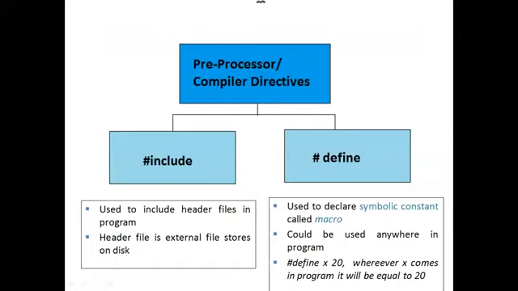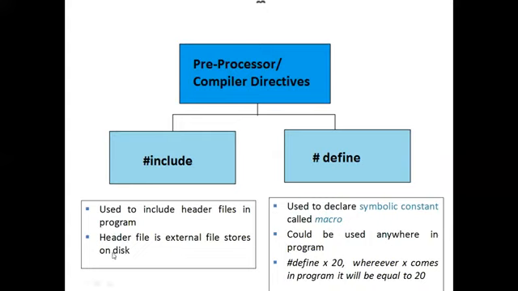Now, the sign of a preprocessor directive is that it always starts with the hash symbol. The preprocessor directives are many, but we are discussing only two, that is #include and #define. The hash shows that it is a preprocessor directive or compiler directive, which means it's an instruction for the compiler. And #include is used to include the header file in the program.